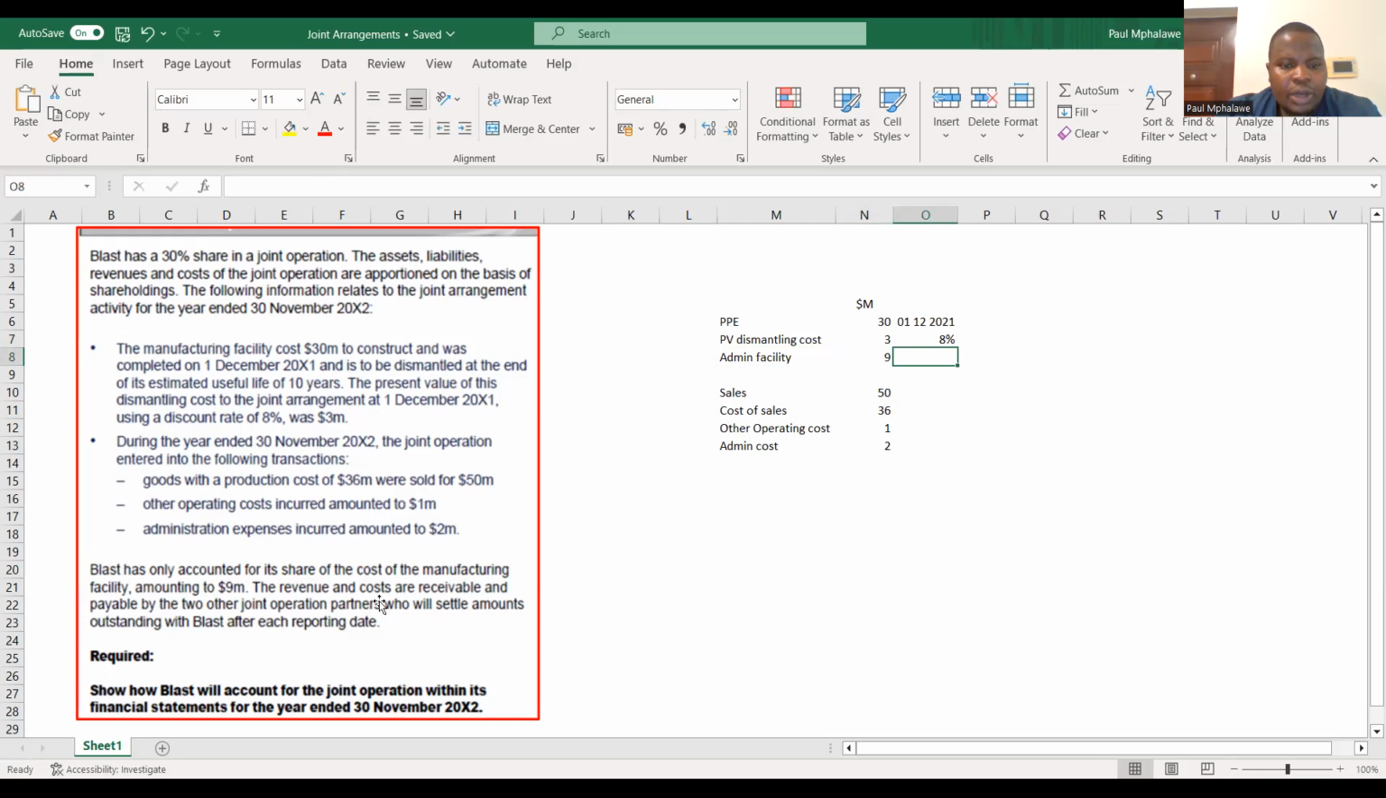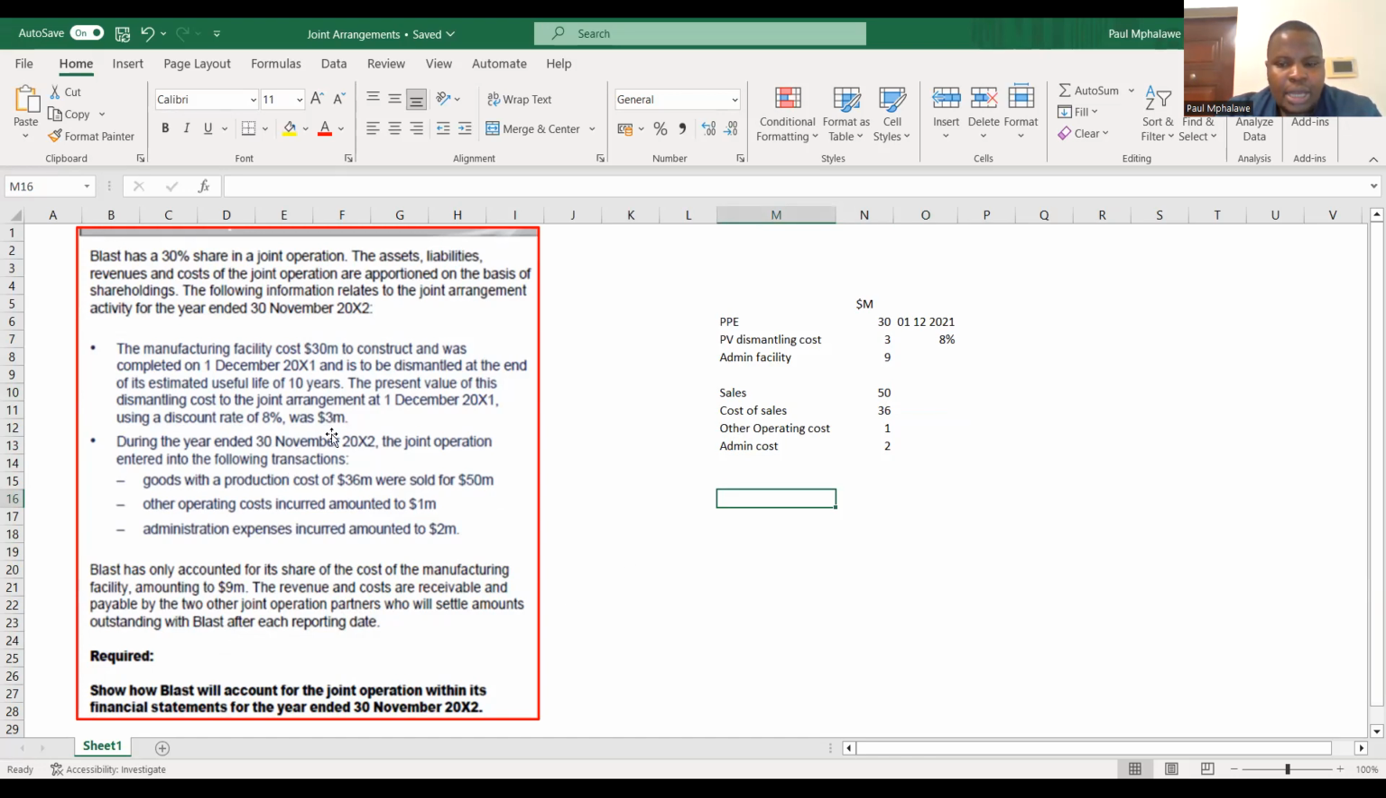Okay. The revenue and costs are receivable. It means all of these are receivable and payable. The company hasn't paid or received them. So there's an aspect of receivables and payables by the joint operation parties who settle amounts outstanding with Blast after each reporting date. So the question is, show how Blast will account for this.